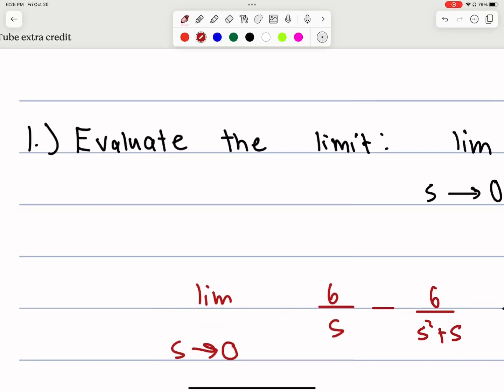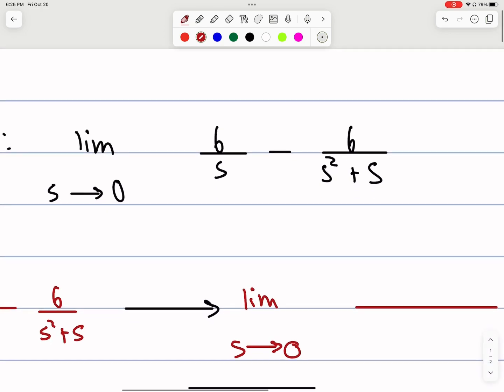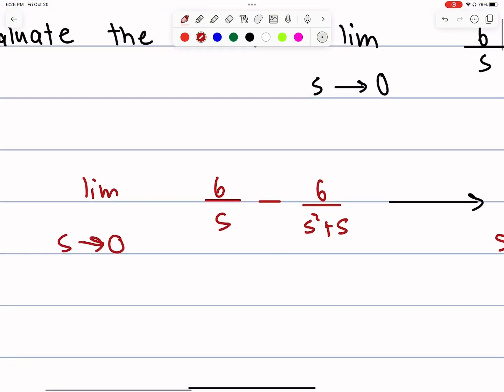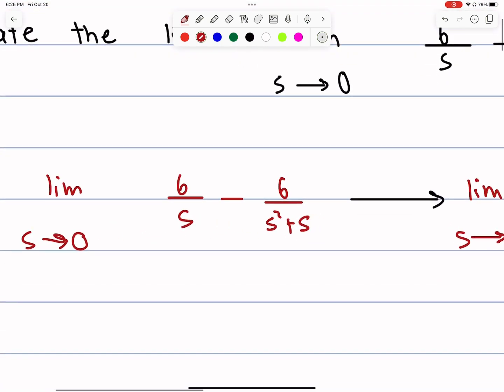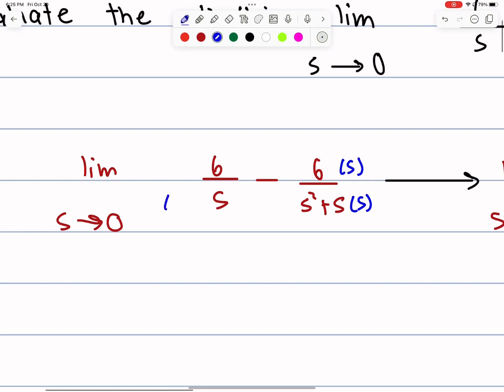So question number 1. Evaluate the limit as s goes to 0 of 6 over s minus 6 over s squared plus s. So the first thing that you're going to want to do is find a common denominator. As you can see here, the denominators are not the same, so we have to multiply the right side by s, top and bottom, and the left side by s squared plus s.